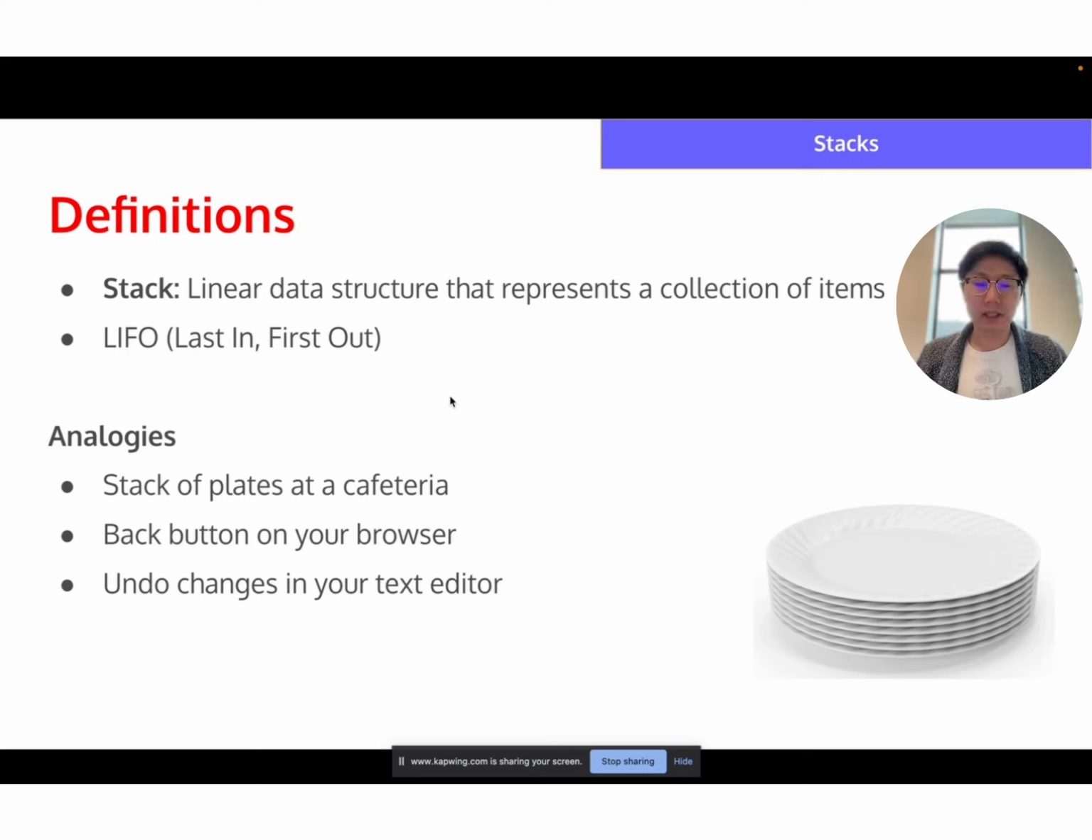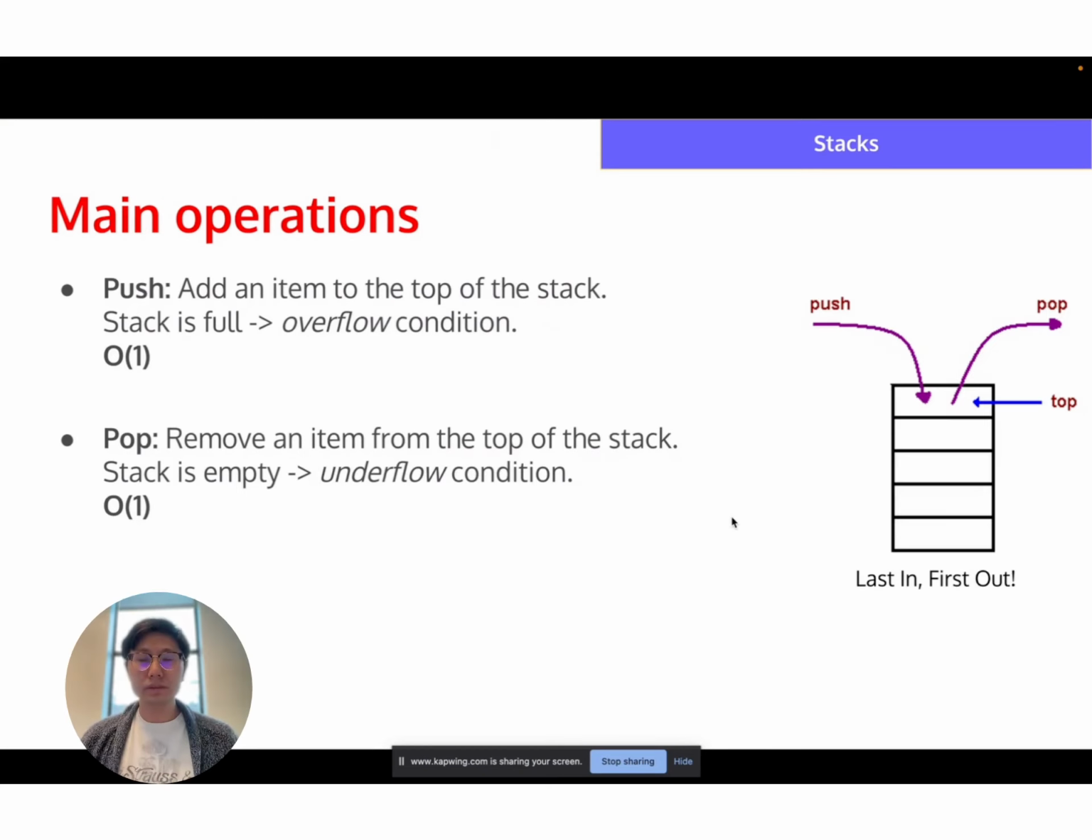And lastly, the undo changes action in your text editor can also be represented with a stack. Your text editor knows how to keep a history of your actions in a stack manner, and whenever you make mistakes or errors and you want to undo that action, your text editor can just go into that history represented by the stack data structure and get that operation from the top of the stack and just undo that action.